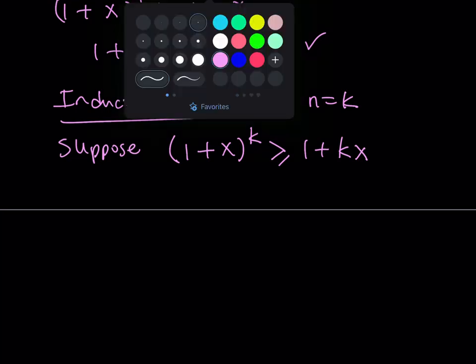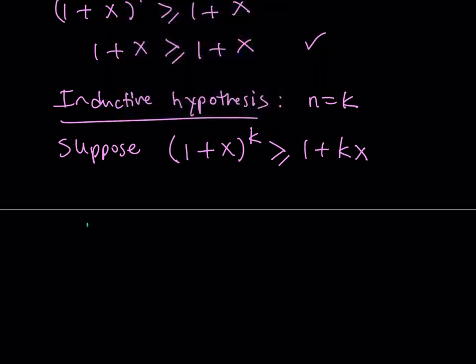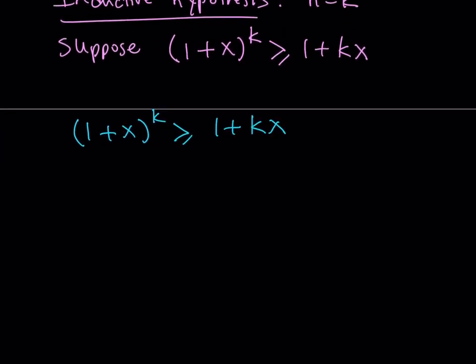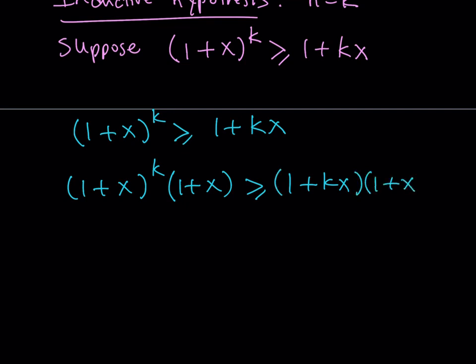So here's what I'm going to do. I will take this inequality, which is assumed to be true at this point, and multiply both sides by 1 + x. Since x is a positive quantity, 1 + x is also positive, so we can multiply without changing the sign. Of course, I have to multiply both sides by 1 + x. And the left-hand side, because this is first power, we're going to add the exponents, and we'll get (1 + x)^(k+1) is greater than or equal to the following.